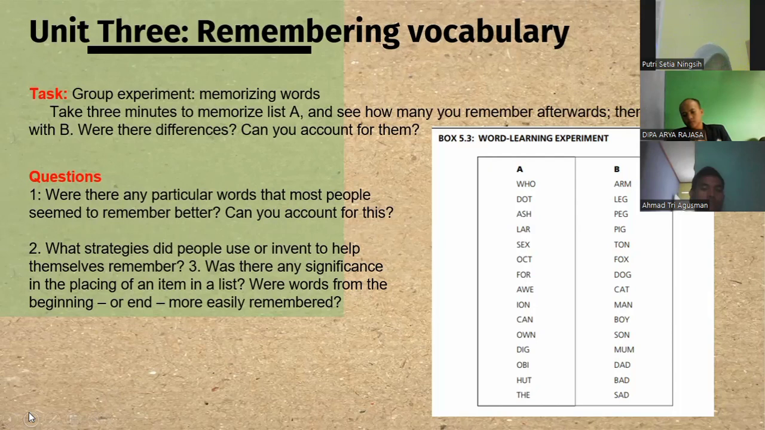So the question is, were there any particular words that most people seem to remember better? Can you account for this? And then the second question is, what strategies did people use or invent to help themselves remember? And then the third question is, was there any significance in the placing of an item in a list, where words from the beginning or end are more easily remembered?